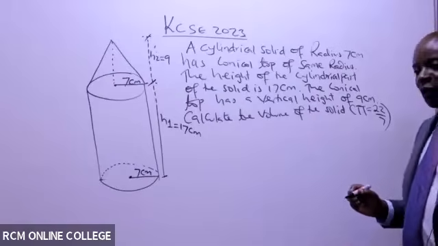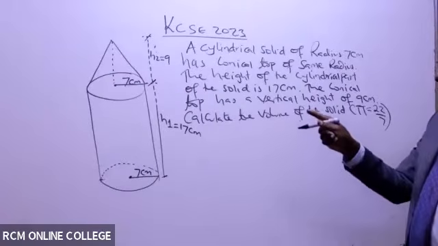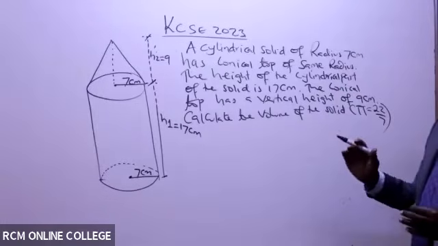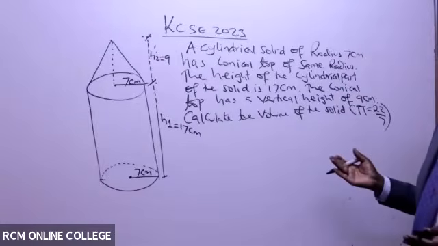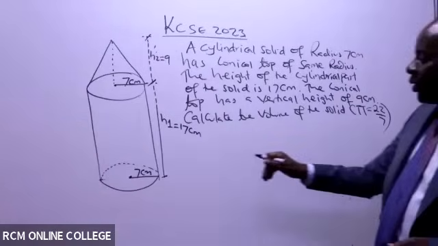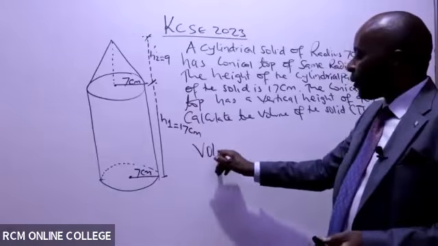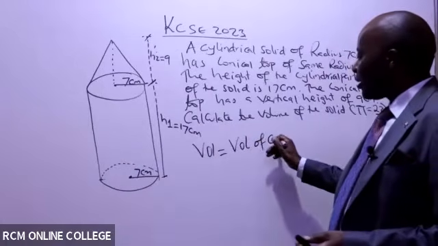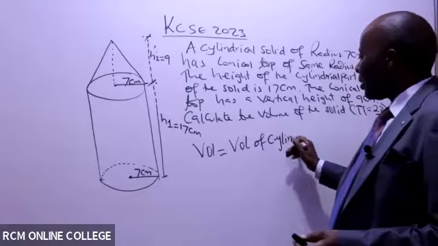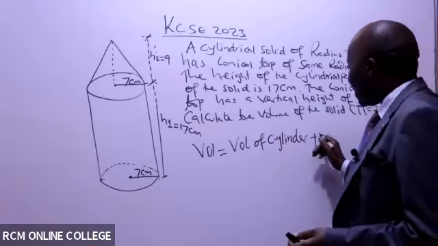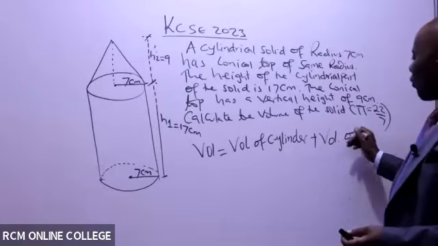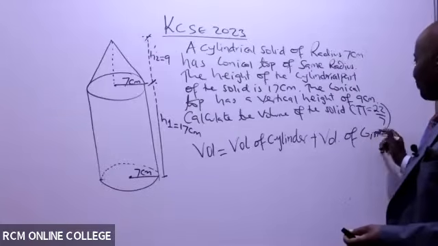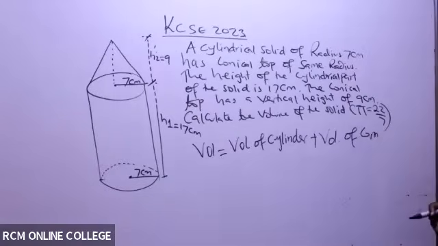So then they want us to give them the volume. They simply want us to give them the volume over this entire solid, which has got a cylinder, and then number 2, a cone. So then the volume here will be the volume of cylinder plus volume of cone. The volume of the cone here.